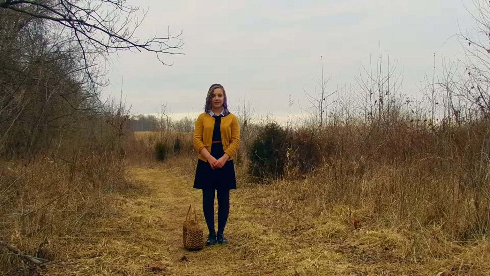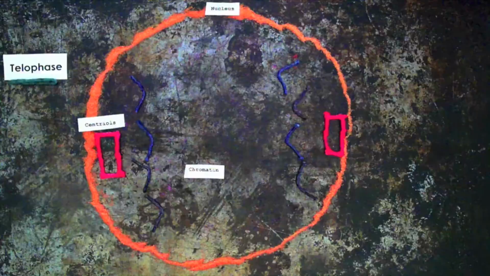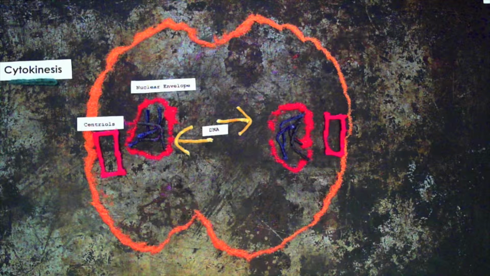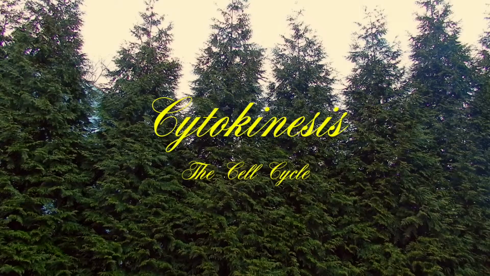The fourth and final phase is called telophase. During this phase, the nuclear envelope reforms around the chromosomes, the chromosomes uncoil back into chromatin, and the mitotic spindle dissolves.